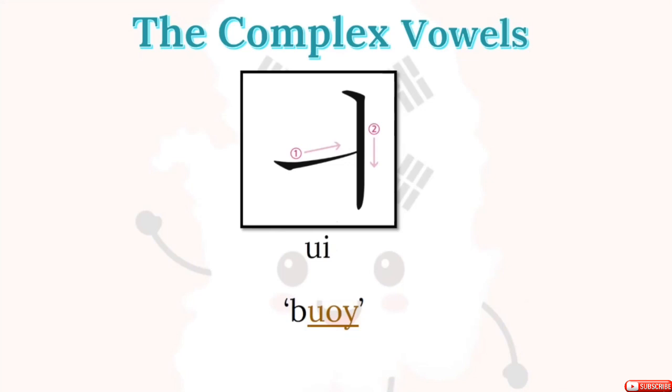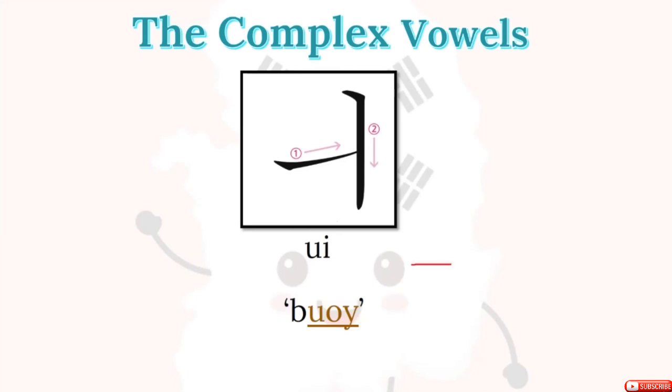Final complex vowel. Ui. This is probably the most difficult to pronounce, but you'll get it once you practice. Ui, and it sounds like the word bui. Bui. Ui. Okay, and let's try to write this.